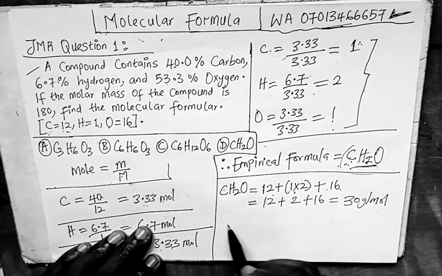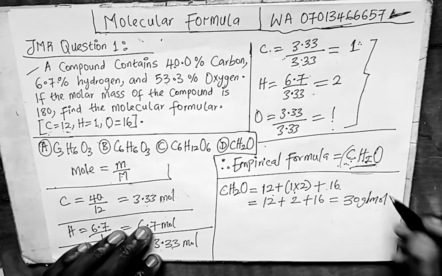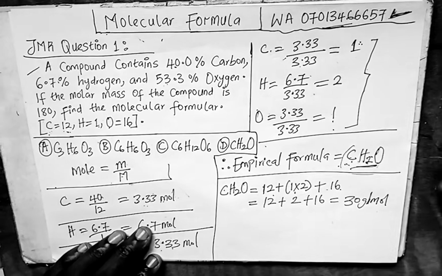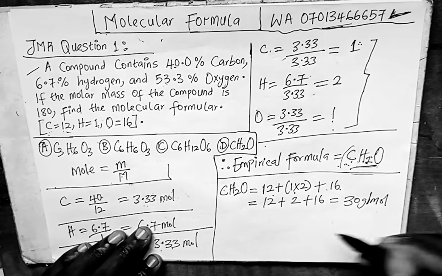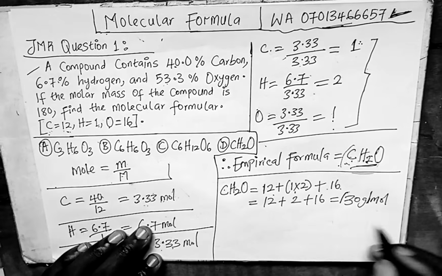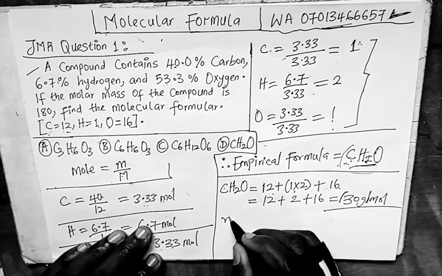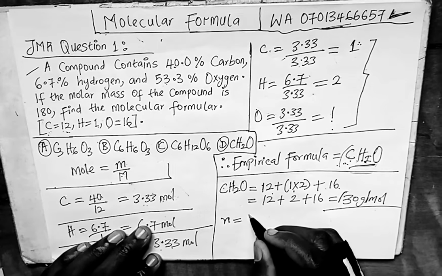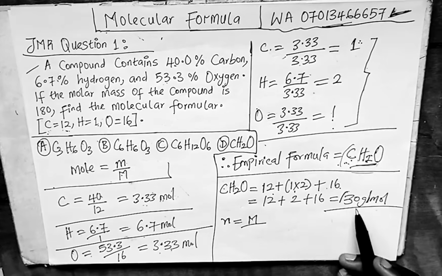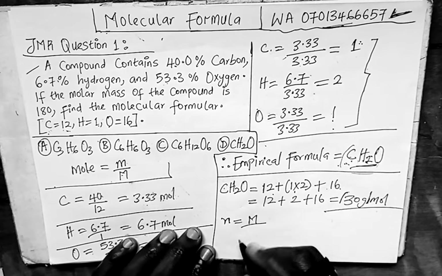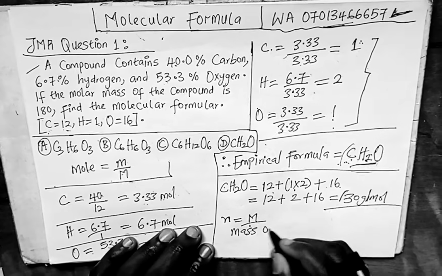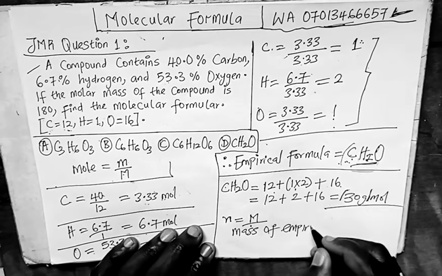So for us to find the mole, because it's the amount of mole that we are going to use to write the molecular formula, that's why it's called molecular formula. For us to find the amount of mole, that's why we have to find this mass, so that we use it to find the mole. So what is the formula for mole? N, which signifies mole, is equal to the molar mass over the mass of the empirical formula.